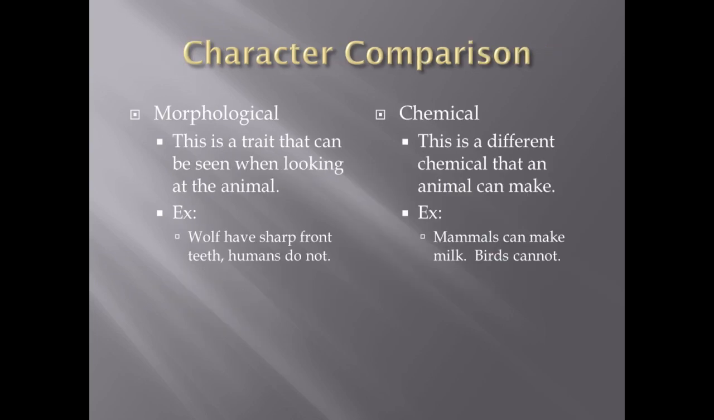Now, I want to go ahead and look at this comparison here because it gives you a better idea. I've already explained morphological very well, so I don't think I have to go too much into this. An example of a morphological difference would be like a wolf versus a human. Wolves have very sharp teeth in the front of their mouths, and humans don't. That's a morphological difference. Now, chemical is something like this. It's a difference in the chemicals an animal can make. For example, mammals can make milk. Birds can't. So that would be a chemical difference between the two.